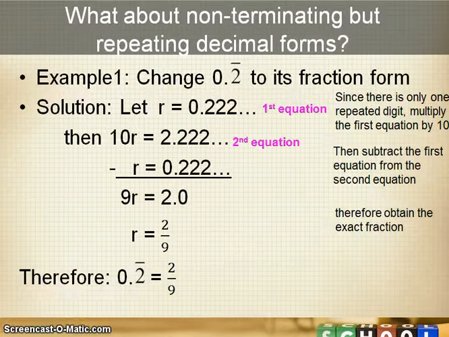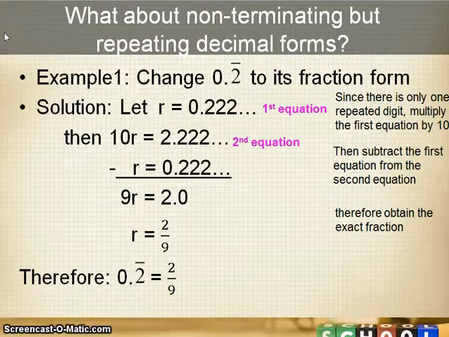What if we have a non-terminating but repeating decimal? How could we change that into fraction form? Let us have this example. Let us change 0.2 with the vinculum here. It means that this digit is a repeating decimal. So let's change this into a fraction. Let r be equal to 0.222..., so this will be our first equation.